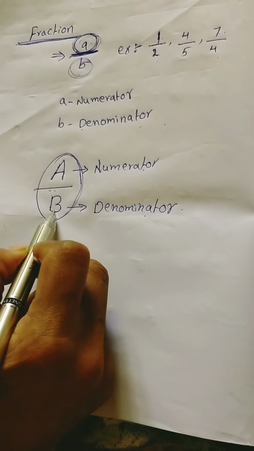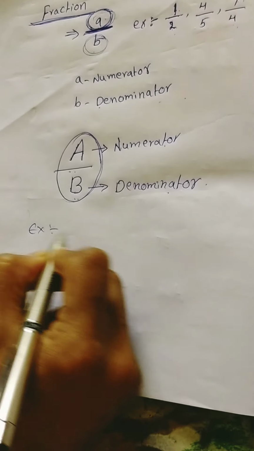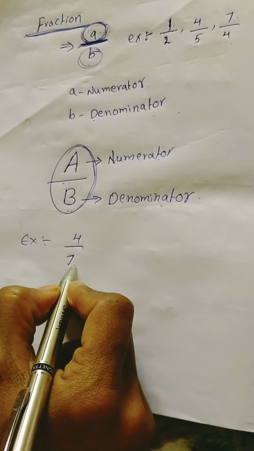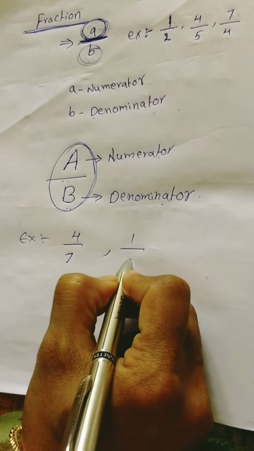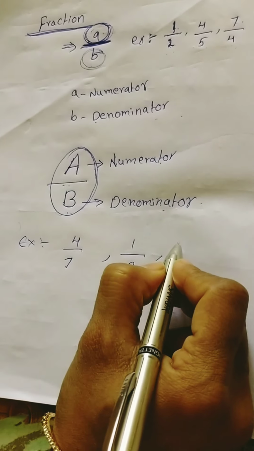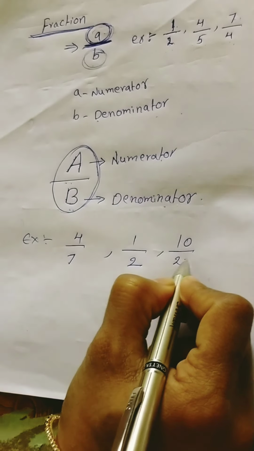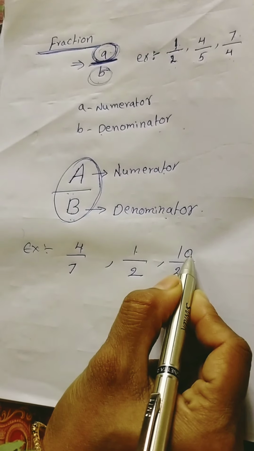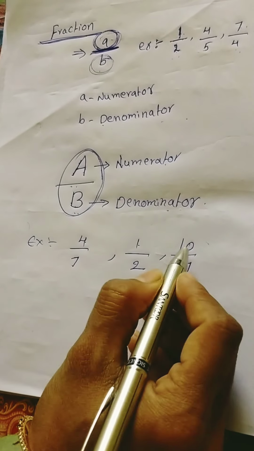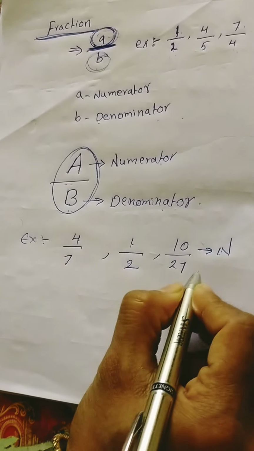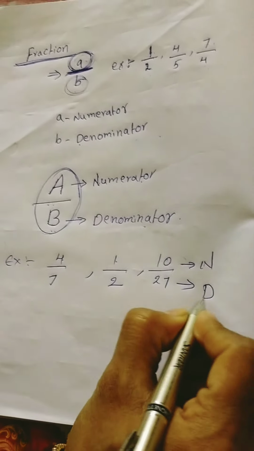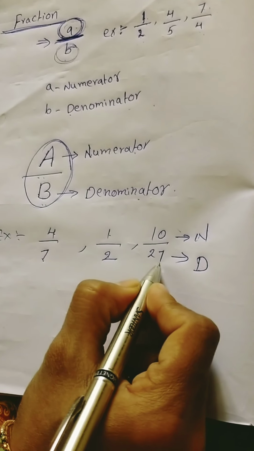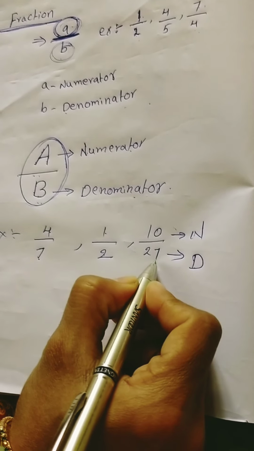For example, 4 by 7 is called a fraction. 1 by 2 is a fraction. 10 by 27 is a fraction. In these, 4, 1 and 10, the upper parts, are called numerators, and the lower part we call the denominator. That means here 7 is the denominator, 2 is the denominator, and 27 is the denominator.